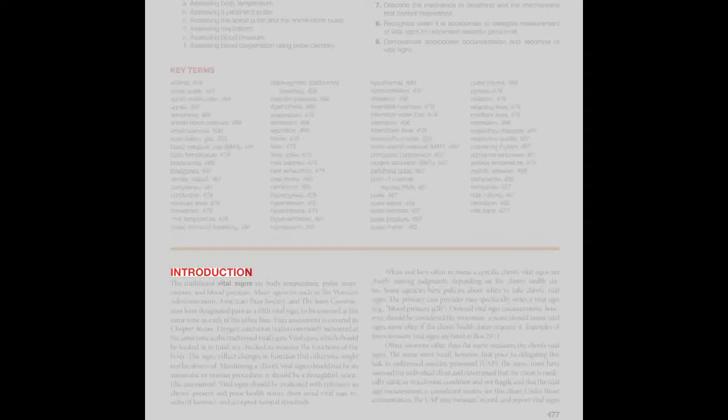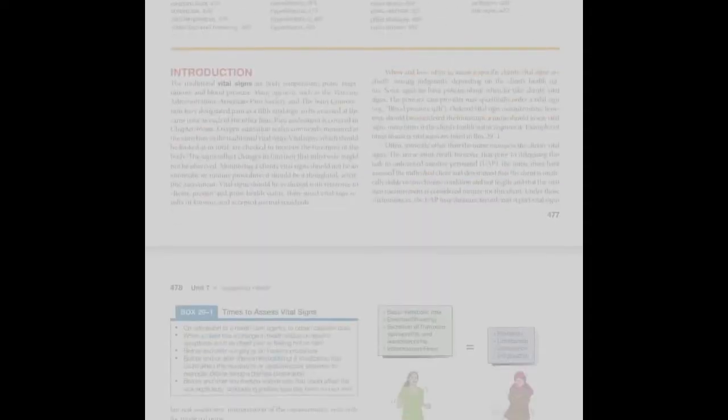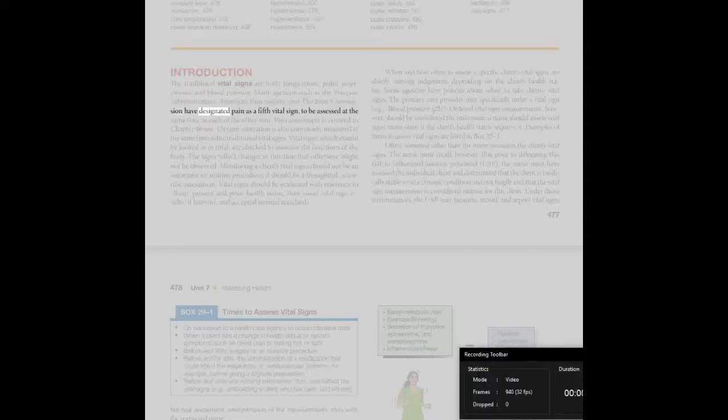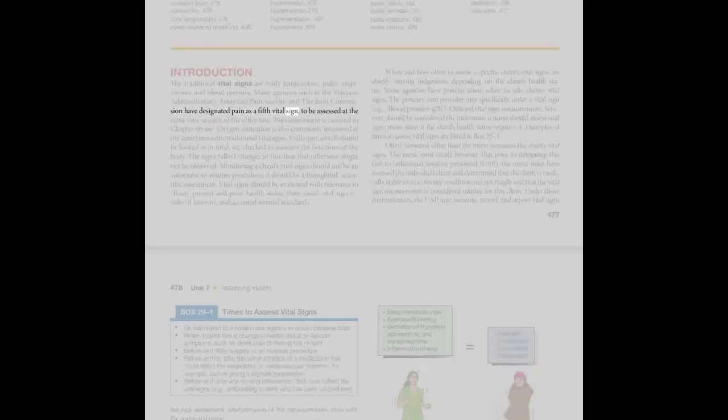Introduction. The traditional vital signs are body temperature, pulse, respirations, and blood pressure. Many agencies such as the Veterans Administration, American Pain Society, and the Joint Commission have designated pain as a fifth vital sign, to be assessed at the same time as each of the other four. Pain assessment is covered in Chapter 46.